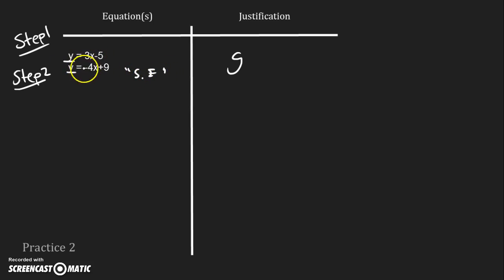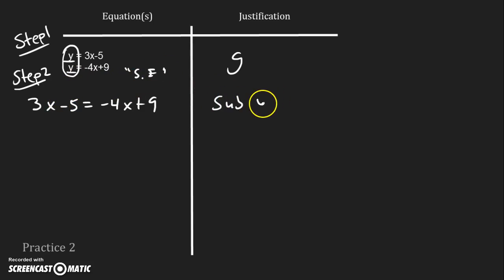So we've got the expression here, 3x minus 5 equals negative 4x plus 9. And you can do this because, remember, both of the variables are solved for. That's why we're setting them equal. What did we do? We substituted y. Now we've got variables on both sides.